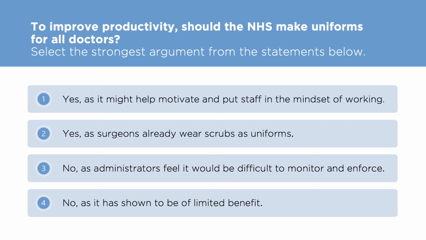So you've got 4 different arguments that all have varying degrees of validity behind them. Essentially, as I said before, we need to look at which arguments are strong and which are weak. Stronger arguments, as I said, are based on fact, they don't make assumptions, and crucially, they directly link to the issue that you've been given. So in this example, something that isn't quite as relevant is number 2, which was, yes, as surgeons already wear scrubs as uniforms. That's not quite as relevant, particularly when the question asks, should the NHS make uniforms for all doctors?